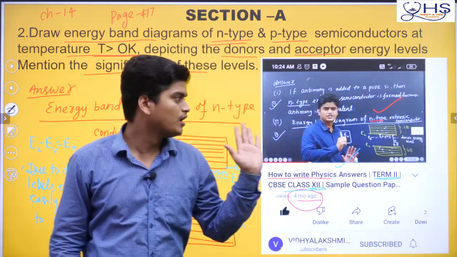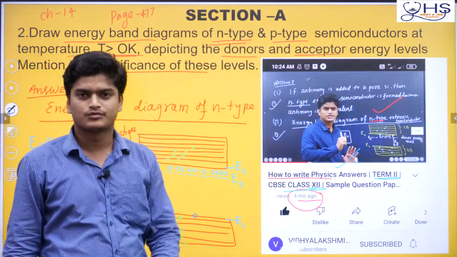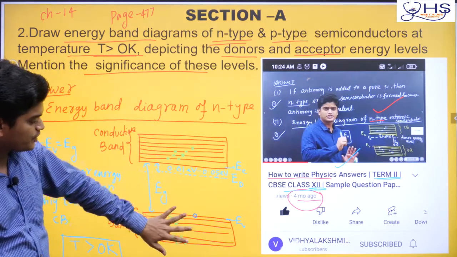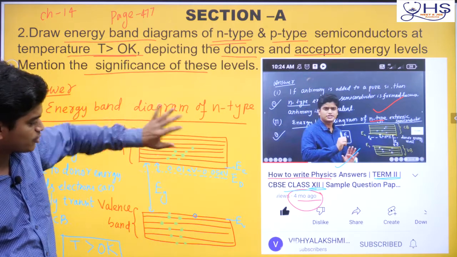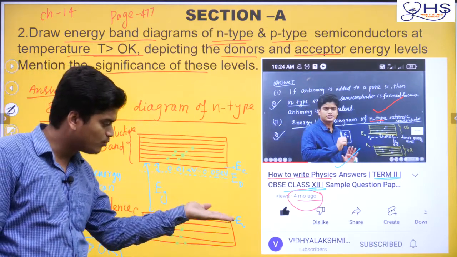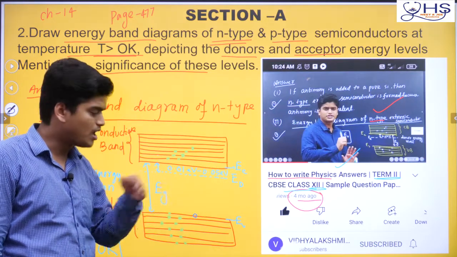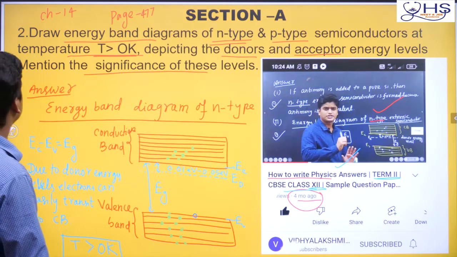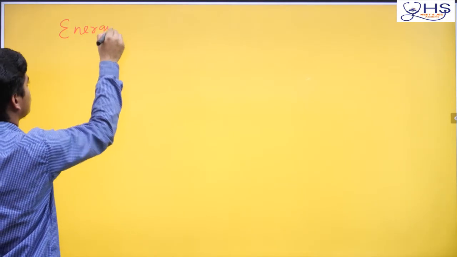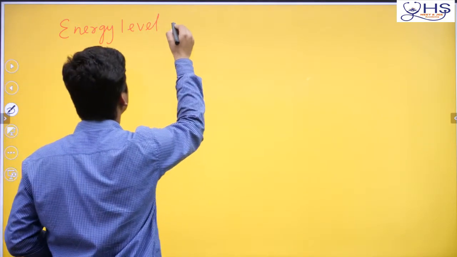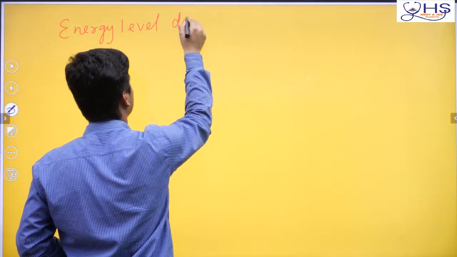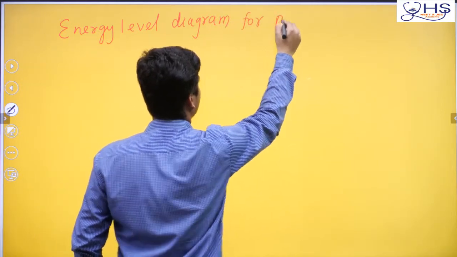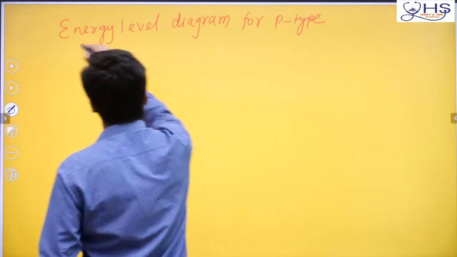Now we will go to the next, P type. We will see how the same thing happens in P type. In P type there are more holes and very few electrons, and here one level will come, just above the valence band, that is your acceptor level. That we will see in the next slide. Energy level diagram for P type material or P type semiconductor.